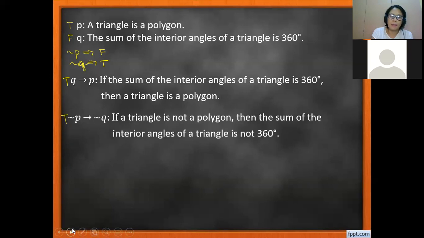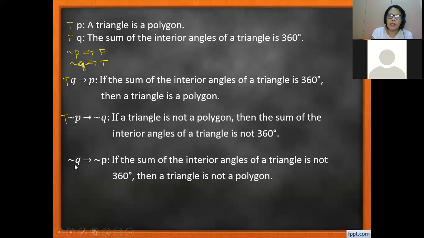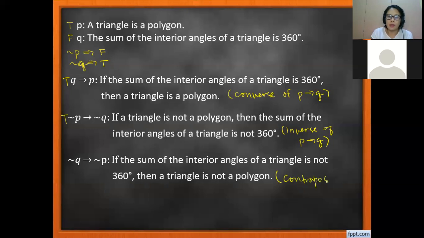And lastly, if negation of Q, then negation of P, this is the contrapositive now. Okay. So this is the converse of if P then Q. And this is the inverse of if P then Q. And this is the contrapositive of if P then Q.